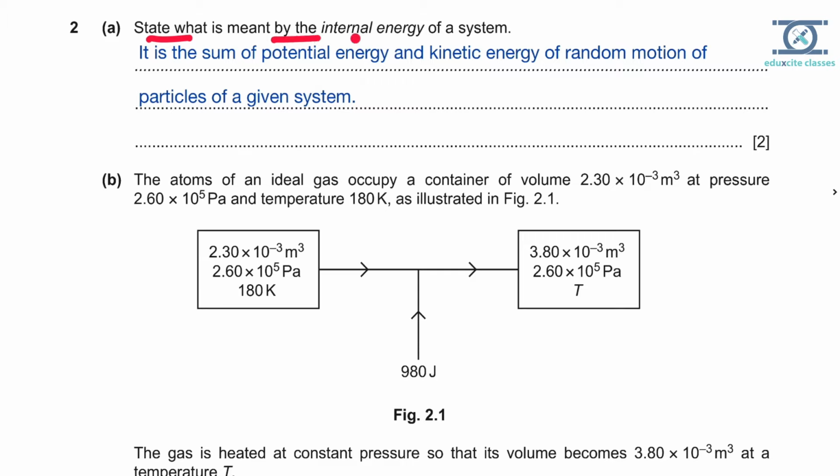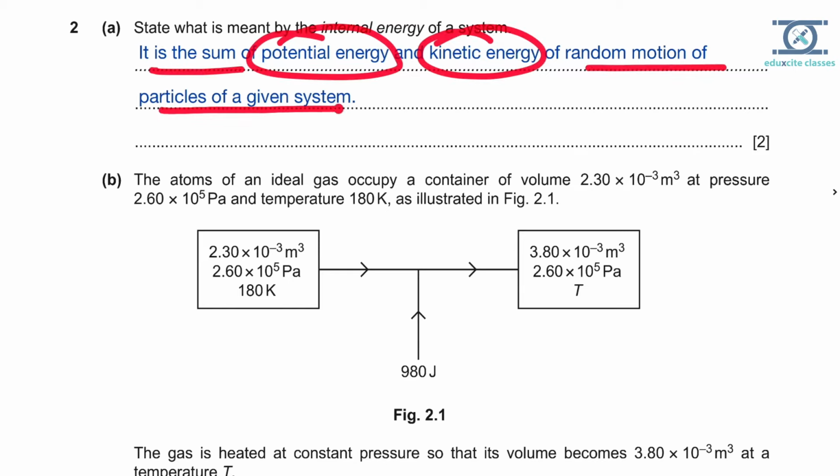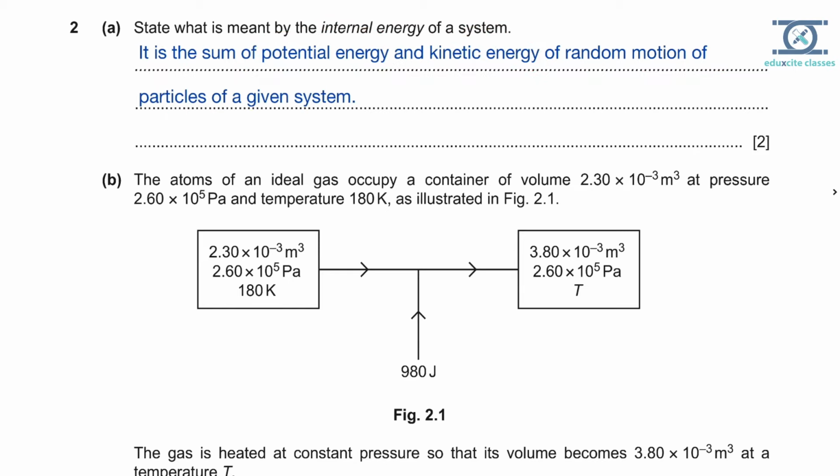State what is meant by internal energy of a system, and that is one of the most popular questions. You should remember that it is the sum of the potential energy and kinetic energy of random motion of particles of a given system. So the keyword is the sum of potential and kinetic energy of random motion for a given system.